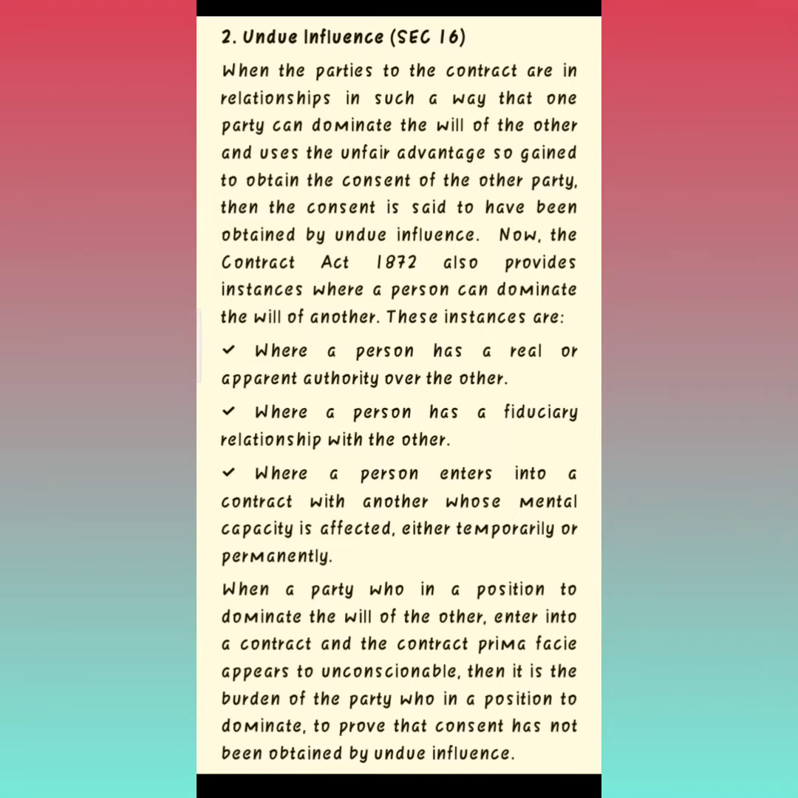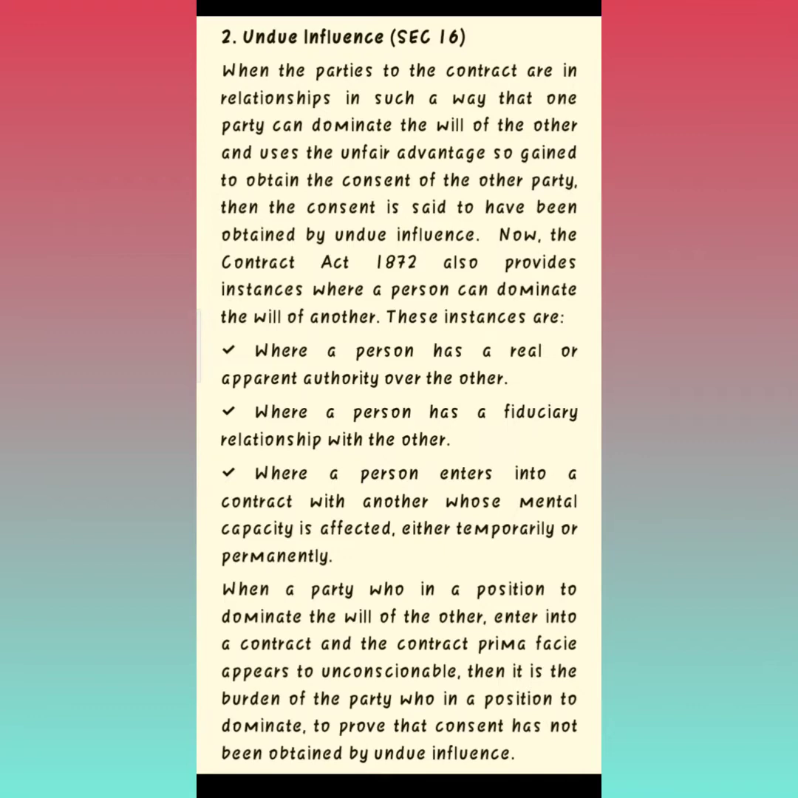First, one of the parties to the contract must be in a dominating position to the other. Now, dominating position means one of the parties is in a position of active confidence to the other. That is, active confidence means he is able to influence or exercise some dominance over the will of the other. He is such a person that the other party cannot say no to him.